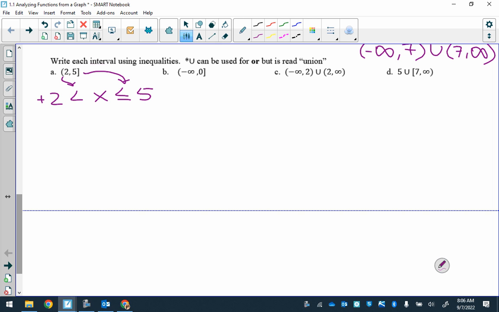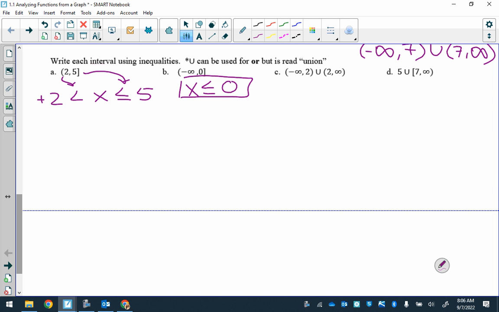We have negative infinity to 0 with a bracket. Kate? Excellent. Good. Perfect. Right? All right. How would I write this one?